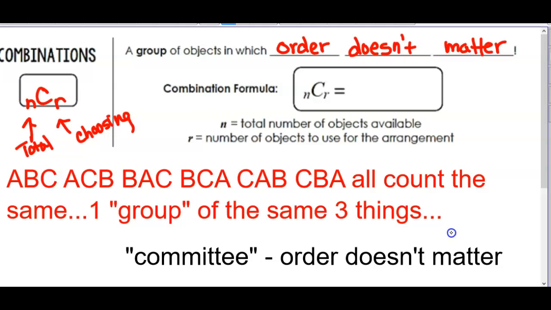The order doesn't matter. So the formula is n factorial divided by r factorial times n minus r factorial. That's because you have to divide by an additional thing here so that it gives you a smaller number of choices. Okay, this all counts as 1, not 6 different choices.